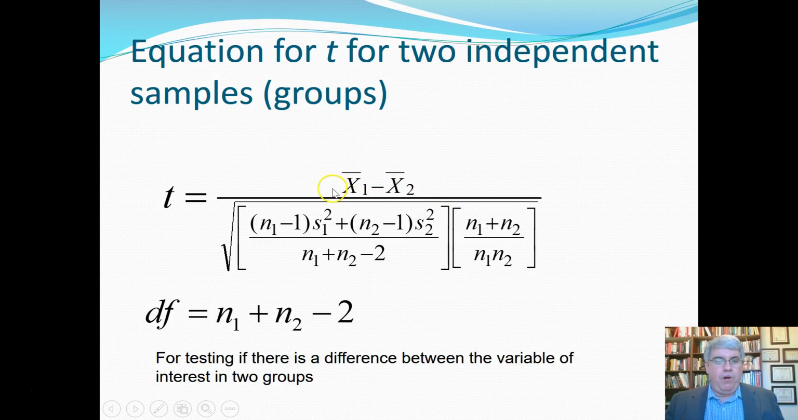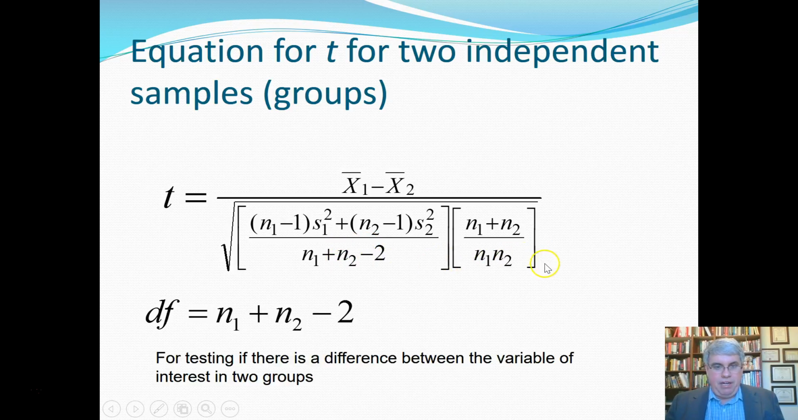In the numerator we have the difference between the two averages, like the difference between Al's group and Bob's group. And so instead of having a z-score, we've got a difference between two averages. And then we divide it by the square root of the weighted variances.